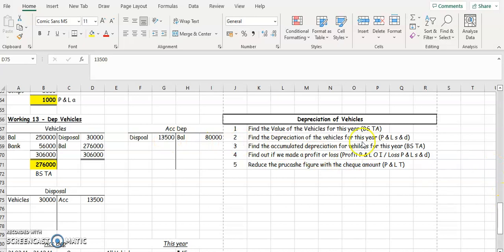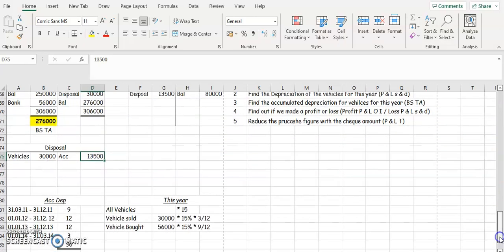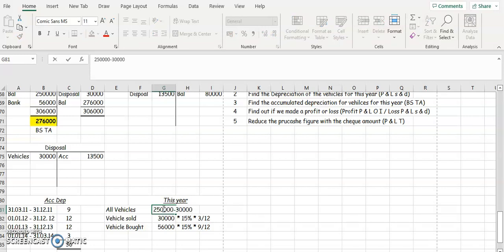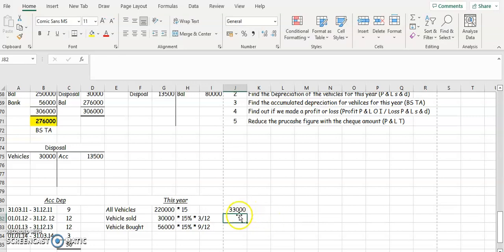Now to find out the depreciation for vehicles for this year. There are three parts to that question. Okay, we've got our vehicles for the whole year, which is 250,000 minus the 30,000. So that's going to tell us how much all our vans in our storeroom or in our garage are. So that depreciation is 33,000.